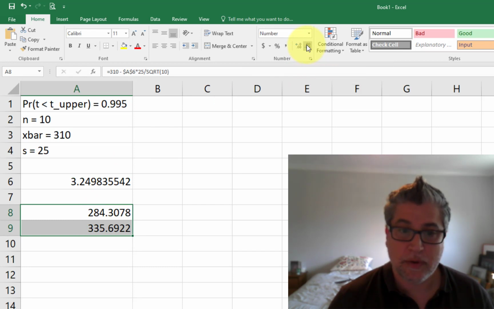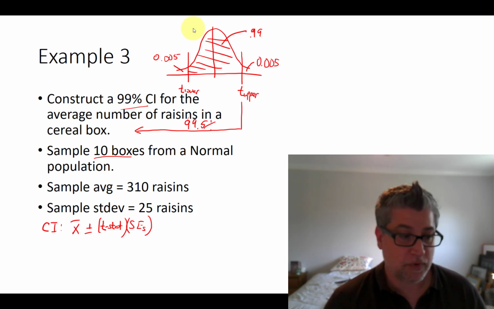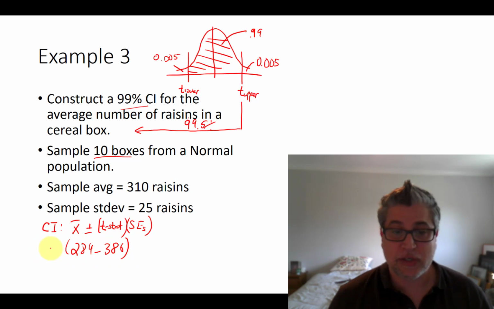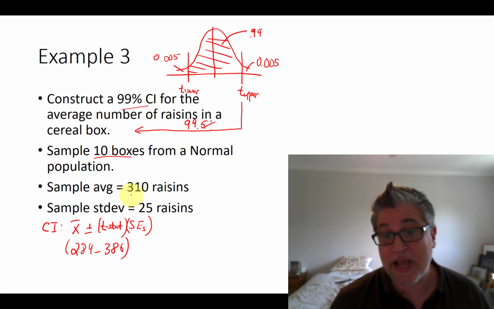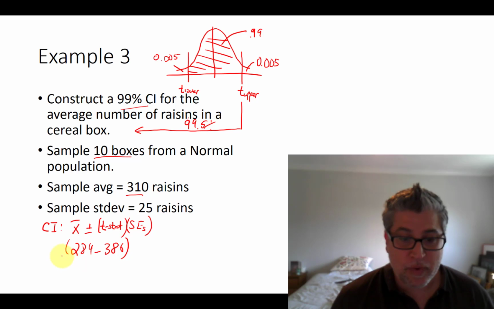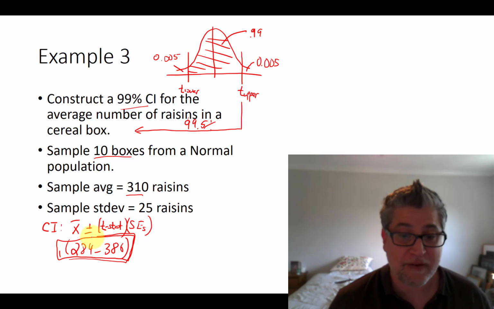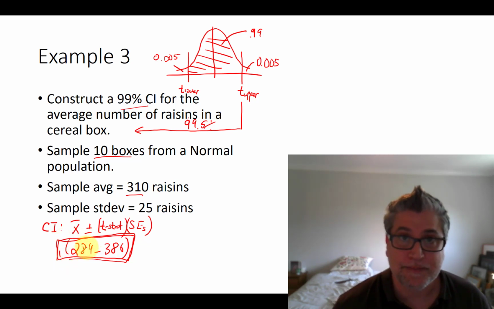We have essentially 284 to 336. If we go back here, our confidence interval is 284 to 336. And that's our confidence interval for the average number of raisins in the box. So, even though we happen to take a particular sample and our sample average was 310, if we want to be 99% sure that we've captured whatever the true population average number is, we think it's going to be somewhere between 284 and 336.